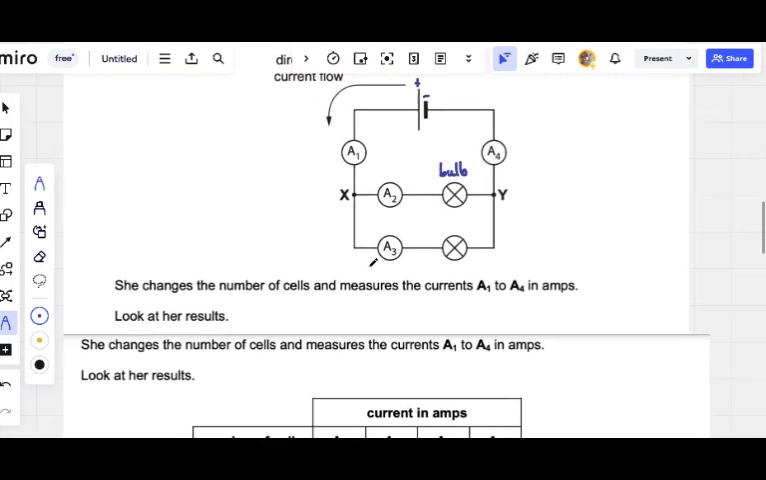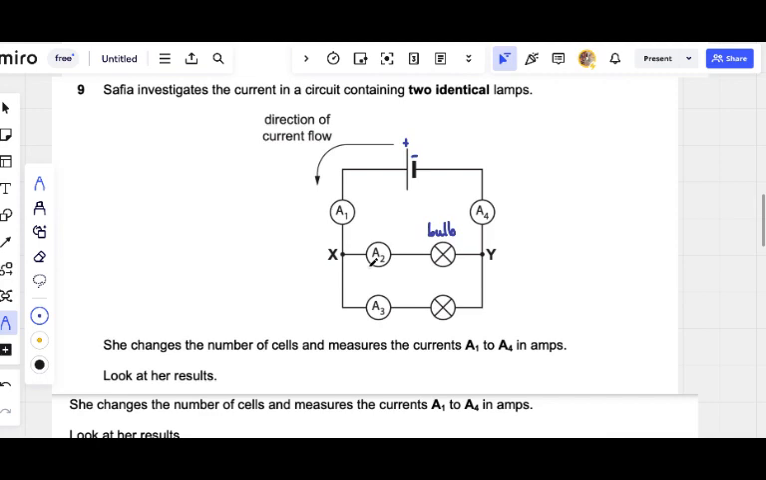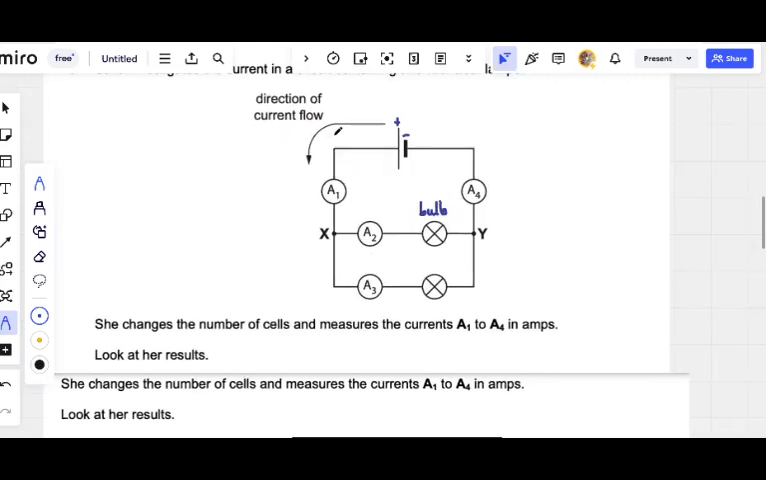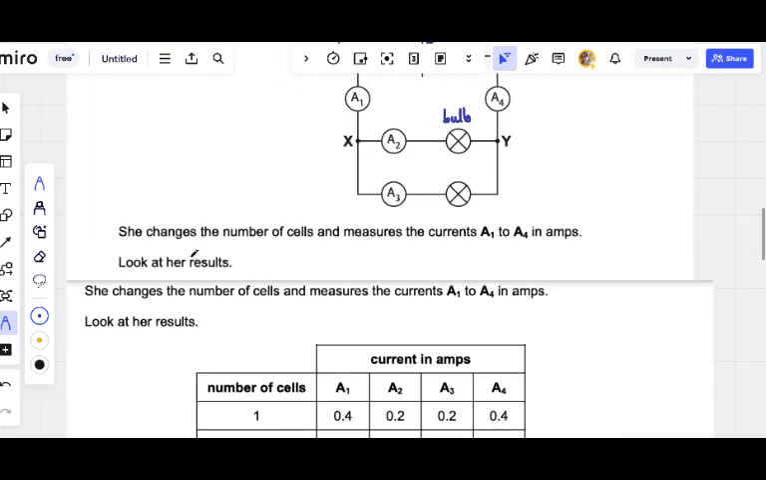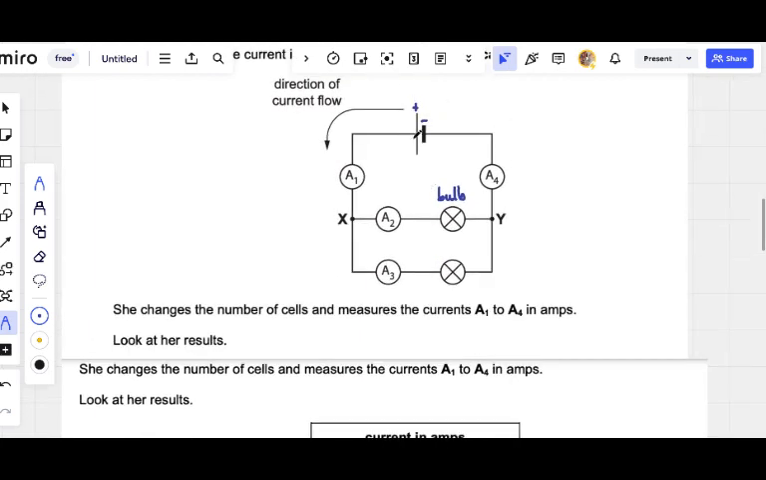Now let's see what the question is going to look like. Okay, this direction of current flow, like I already explained, is because it's coming from the positive side, conventional current. Now she changes the number of cells. This is a cell. This is a cell. She can make it 2, 3, and so on. She changes the number of cells and measures the current A1 to A4. Meaning this one measures the current here, A1, then A2, A3, and A4, in amps. The currents are measured in amperes. This one is the short form of ampere.